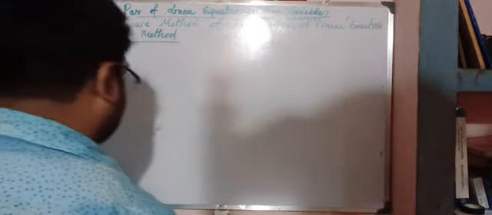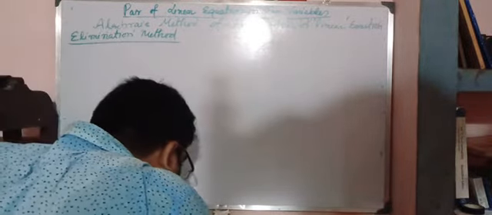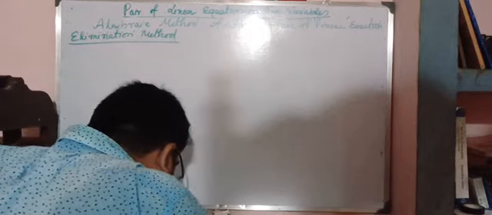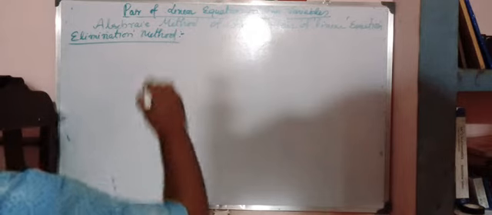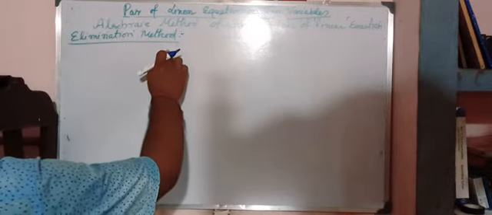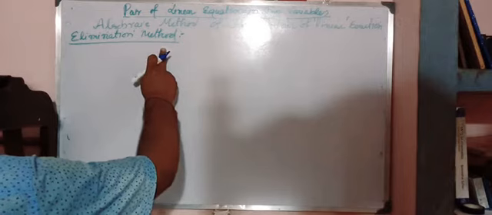Next we come to the elimination method. What is the elimination method? I am not showing the general form by taking general variables because it is not needed. I am just showing one example so that you can understand, and this is the most efficient and most applied method of solving a pair of linear equations in two variables.